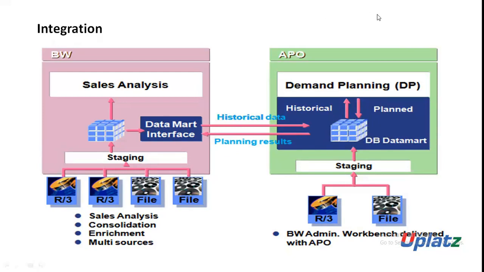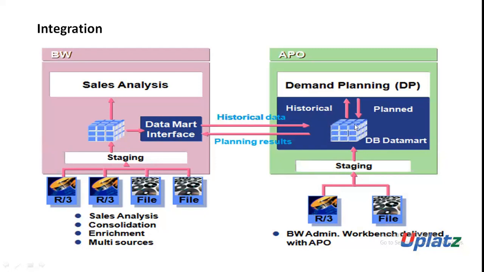Let me repeat this APO with BW concept one more time. In APO we have an inbuilt BW. With this inbuilt BW, APO gets ECC data, like historical data. That means from R3 it gets the historical sales invoice data. First of all, the sales invoice data gets to BW.